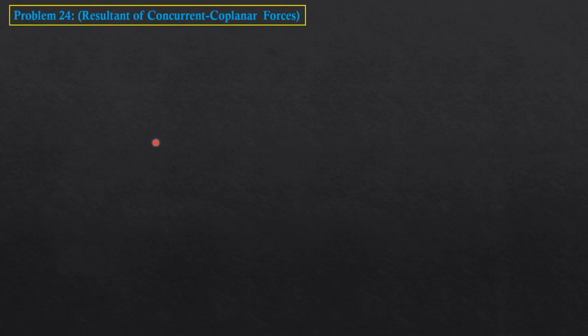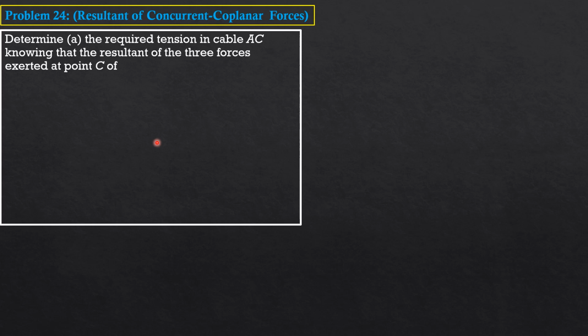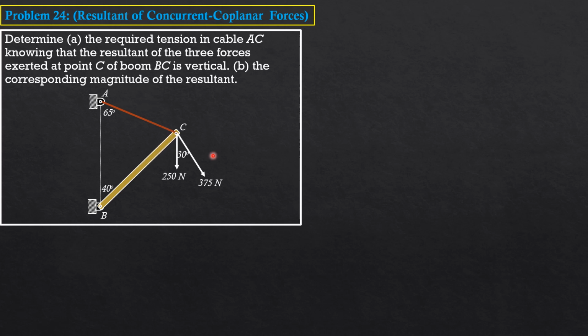So here is problem example 24, still on resultant of concurrent coplanar forces. Determine the required tension in cable AC knowing that the resultant of the three forces exerted at point C of boom BC is vertical, and let R be the corresponding magnitude of the resultant. So here is the given figure.